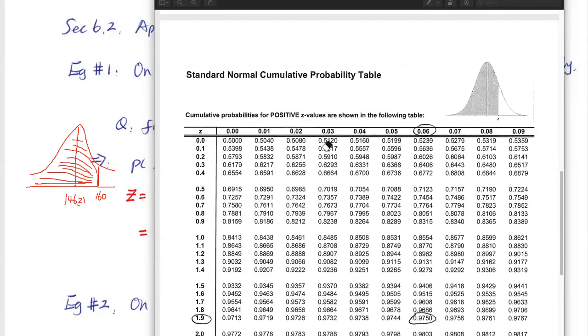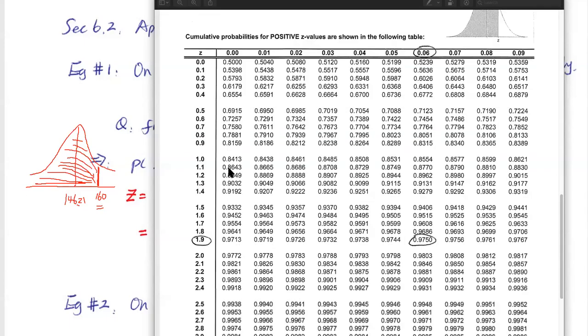Now, remember, the Z table gives you everything to the left, which is exactly what we are asking here, everything to the left. So we check 160. We need to get that value. Let's see, we have the Z numbers here. So where is 160?